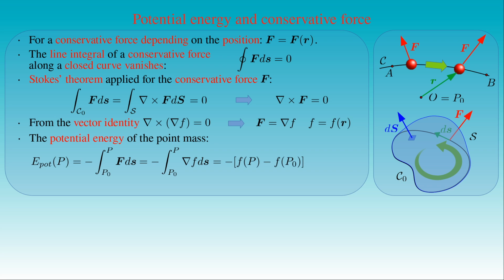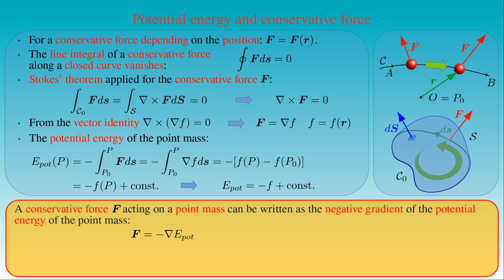If the zero point P0 is fixed, then we obtain minus the function f at the point P plus a constant. As a result, the potential energy of an arbitrary body at the point P is equal to minus the function f plus a constant, where the constant represents the free choice of the zero point in the definition of potential energy. Then we can conclude that a conservative force F is given by the negative gradient of the potential energy of any point mass moving under the influence of the force.